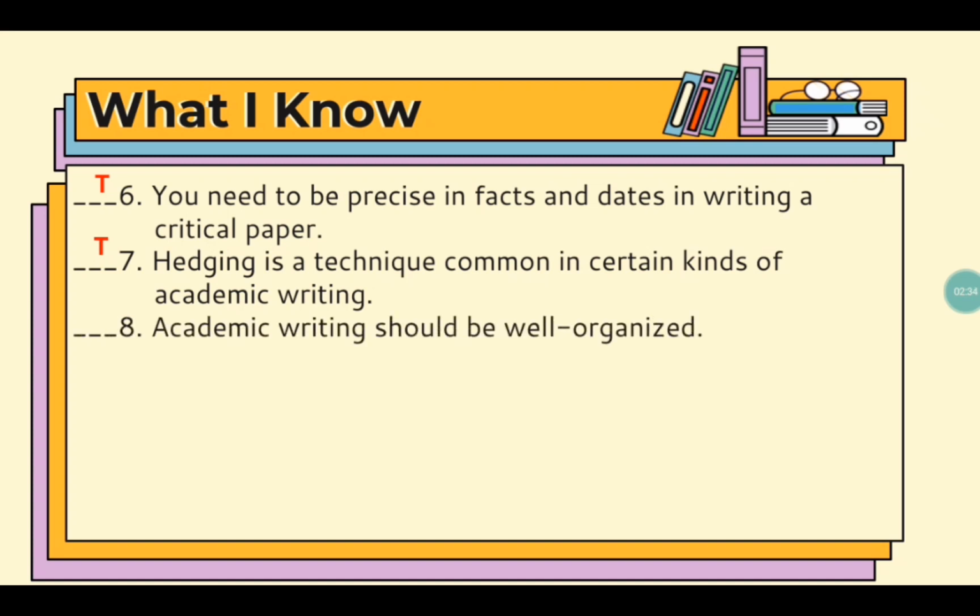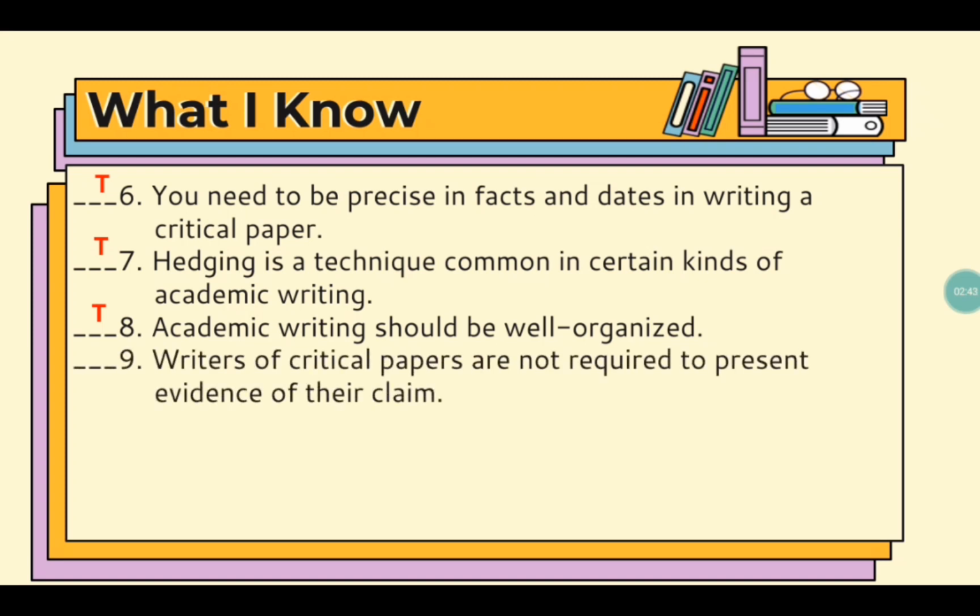Number 8. Academic writing should be well organized. That is true. Number 9. Writers of critical papers are not required to present evidence of their claim. That is definitely false. For the last one, number 10, academic writing requires research. That is true.